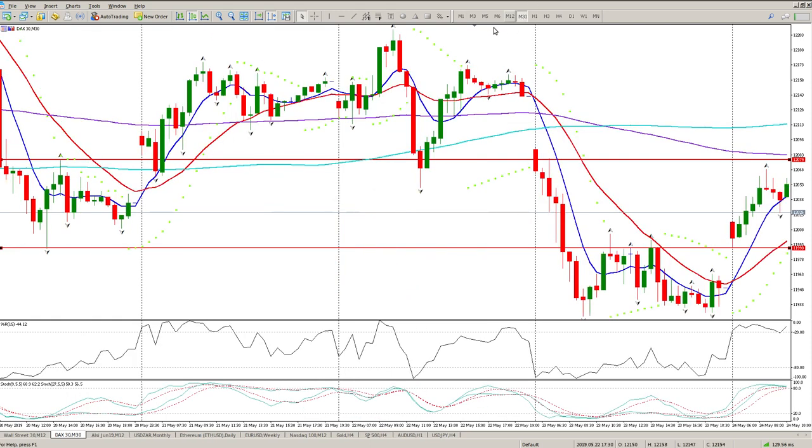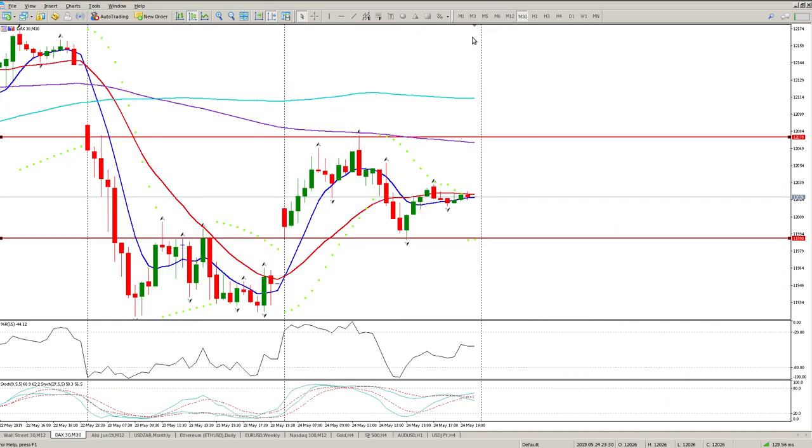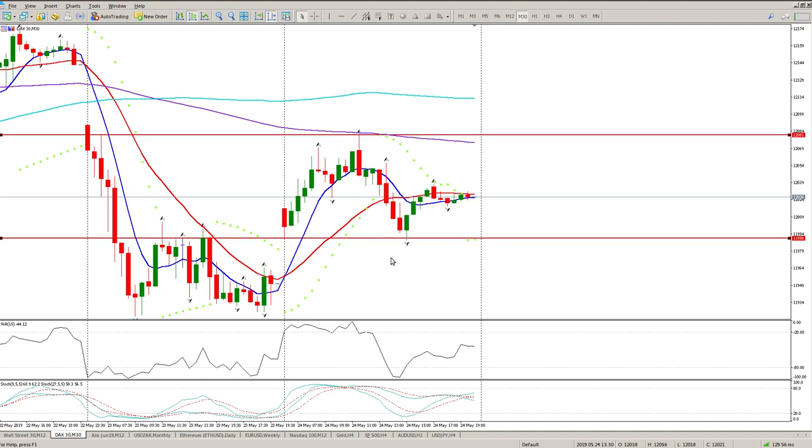Let's have a look at the half hour. Still the same story. Okay, so what we're looking for here is these levels. One of these levels is what we're looking to break. Now, that range from Friday was pretty much 91 points, so we are kind of in the middle of the range at the moment.